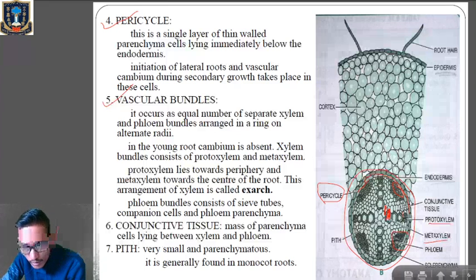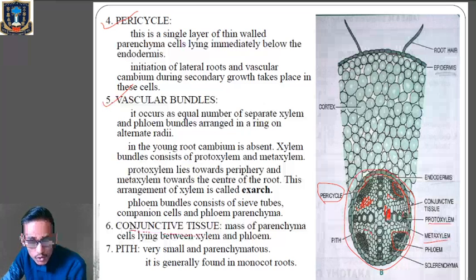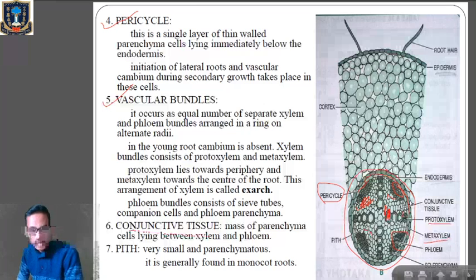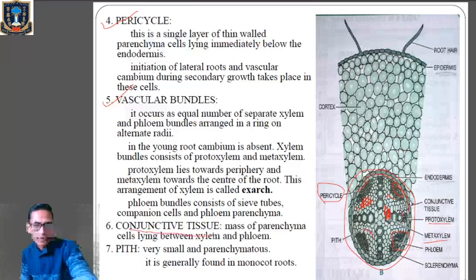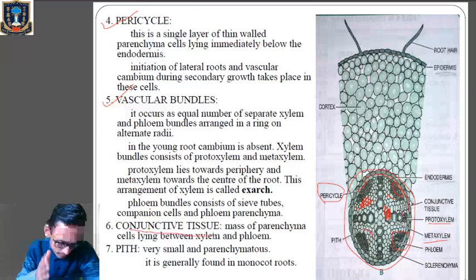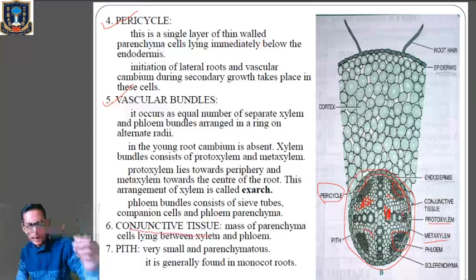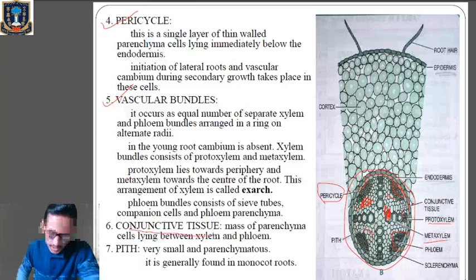You can see the presence of this type of cells. These are the cells which are present in between the xylem and the phloem. These cells are called conjunctive tissues. So, the mass of parenchyma cells lying between the xylem and the phloem are the conjunctive tissues. Then next, we will find the presence of pith, a very small parenchymatous part, and generally well developed in case of monocot root compared to dicot root.